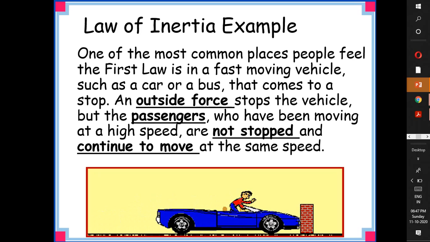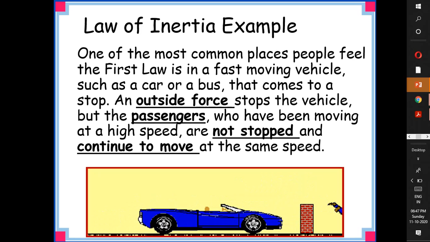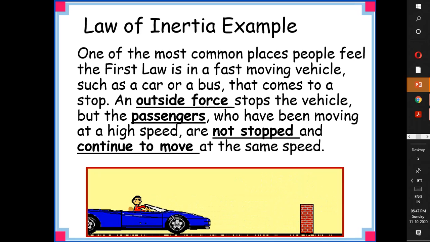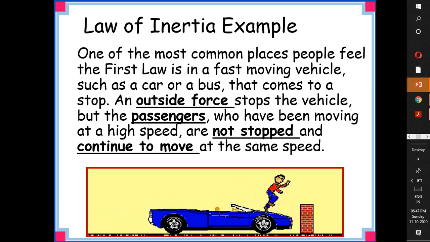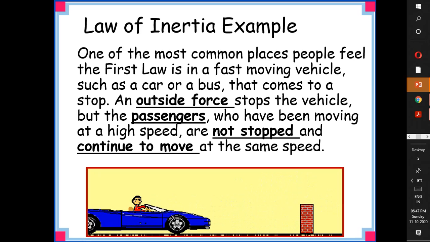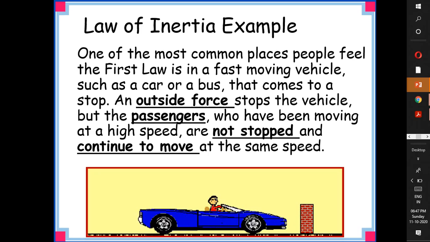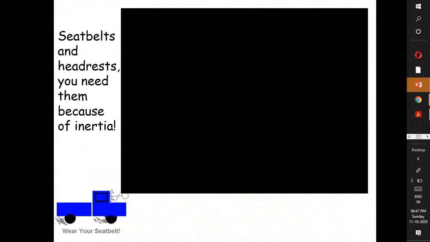For example, one of the most common places people feel the first law is in a fast-moving vehicle such as a car or bus that comes to a stop. An outside force stops the vehicle, but the passengers, who have been moving at a high speed, are not stopped and continue to move at the same speed. At that time, what will happen?